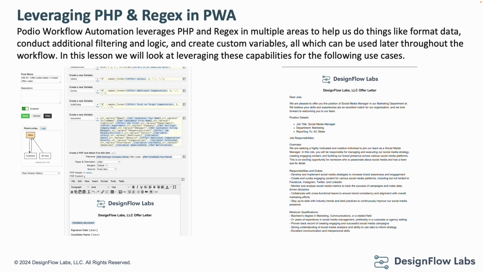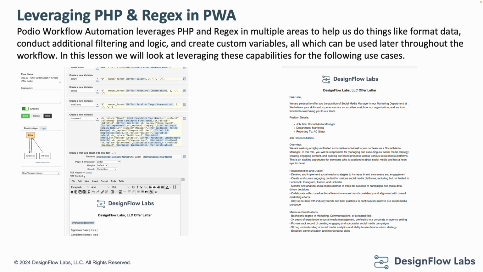But I wanted to talk through a couple of examples here as it relates to leveraging PHP for different things in Podio workflow automation. So again, PHP and Regex really allow us to do a lot of things in Podio workflow automation. We can format data, we can do more complex filtering and logic, like I said, with things like sanity checks. There's all kinds of possibilities when it comes to custom variables as well.